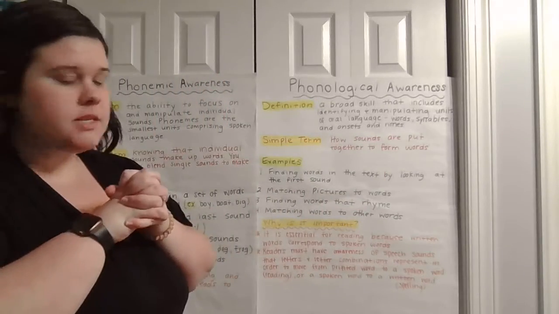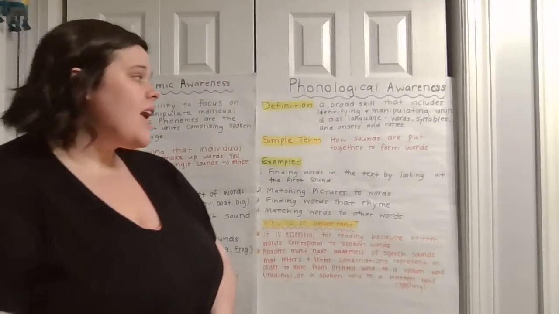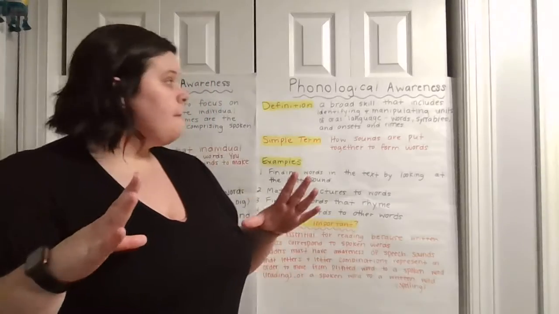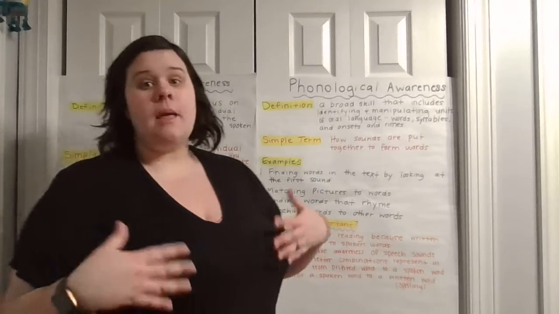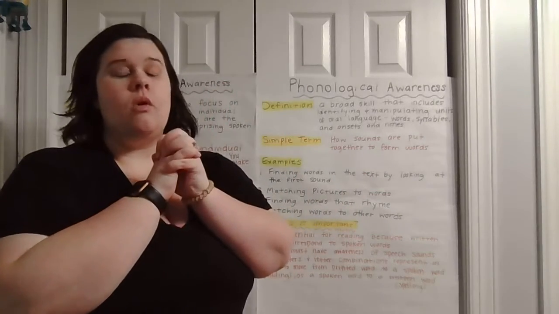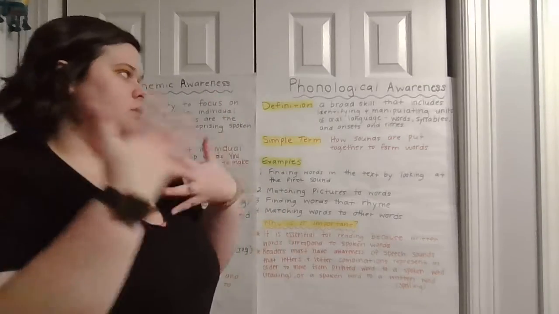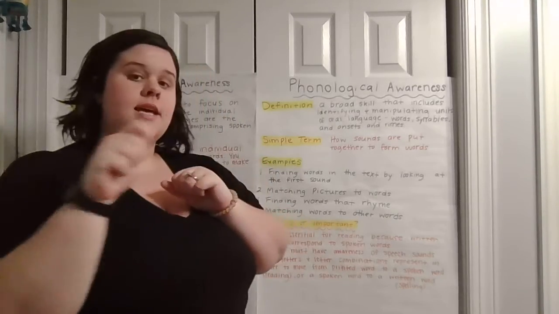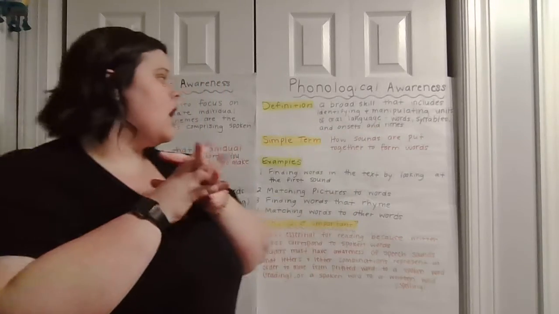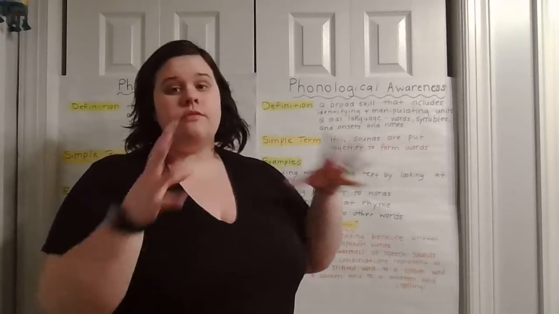So, to talk about that big definition to start with, it's a broad skill that includes identifying and manipulating units of oral language. For example, words, syllables, like cat, you would say cat. That's one syllable. Rainbow has two syllables. So that's what we're teaching kids. And also onsets and rhymes. So the beginning sound and then the ending that goes with it. In simpler terms, it's how sounds are put together to form words.